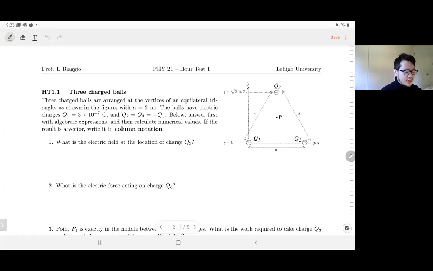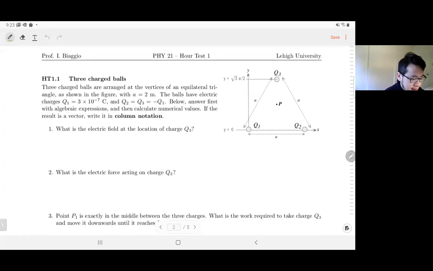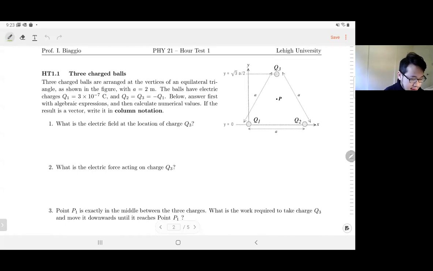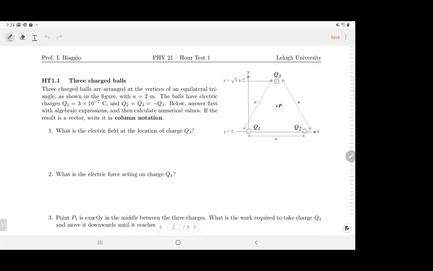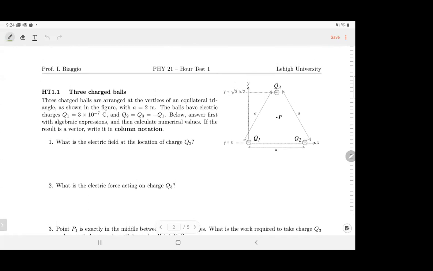Okay, so the exam here, the first one is about the electric field generated by point charges. The point charge actually is located at the center of the triangle, and there are three charges, and the triangle has equal sides.